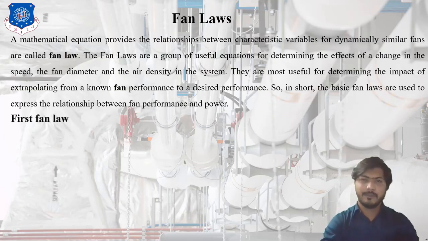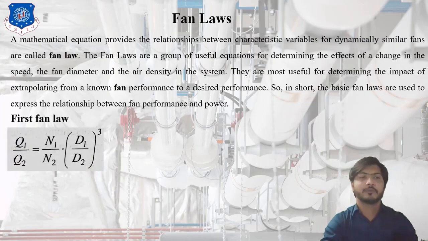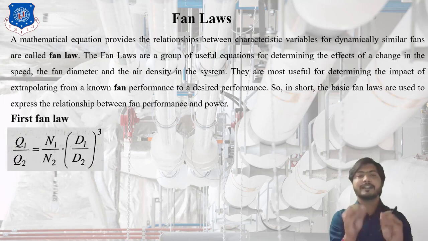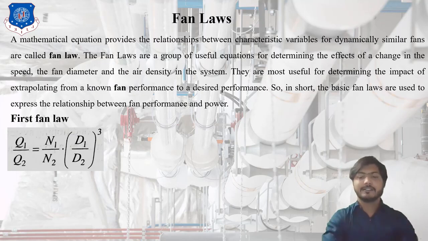So the first fan law: just remember the formula, it is not required to know how it is derived. What are Q1 and Q2? Q is the discharge, N is the speed, D is the diameter of the fan. This formula is used to compare discharge, speed and diameter between two similar fans.